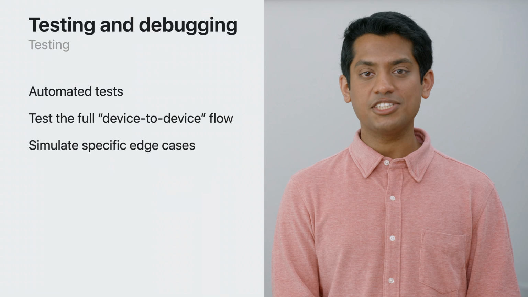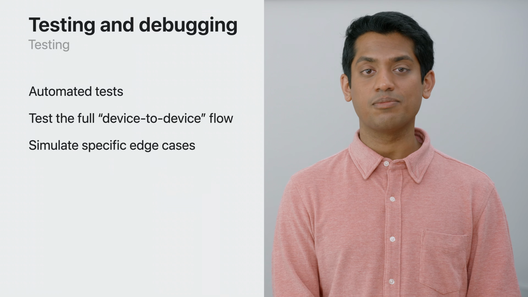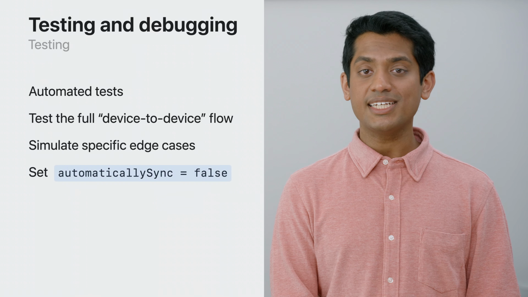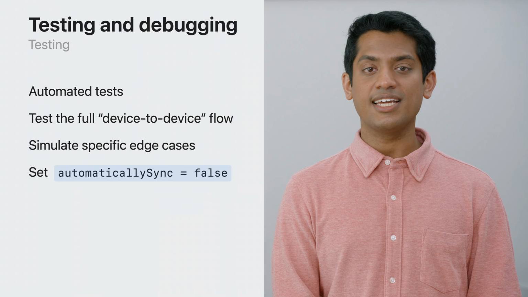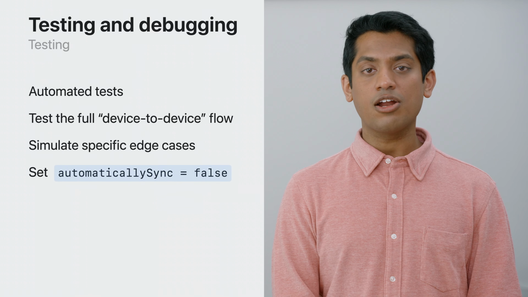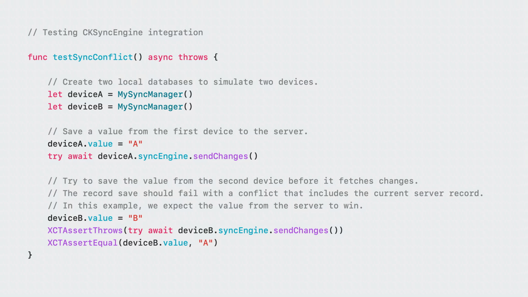You should simulate edge cases that your app may encounter. To do this, you can intervene in the Sync Engine flow by setting Automatically Sync to false. Here is a test case that simulates a data conflict between two devices and the server. The purpose of this test is to simulate the full flow users will take when working with multiple devices. It also validates conflict resolution.